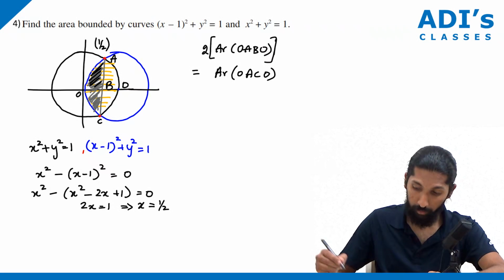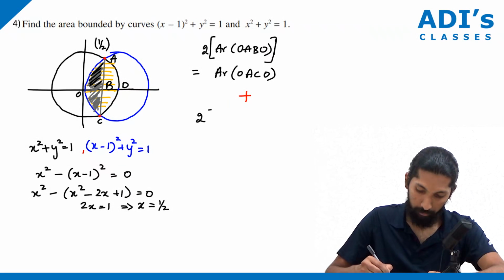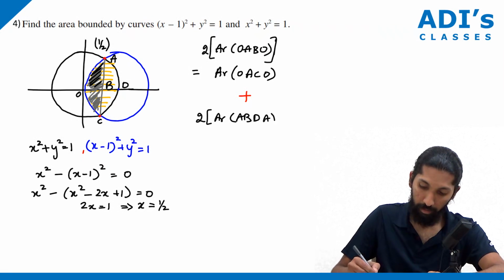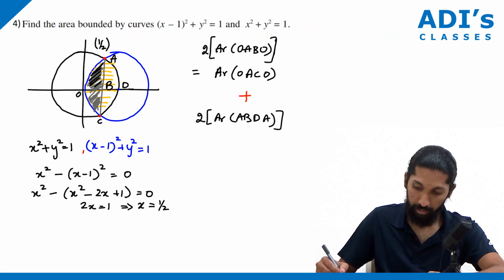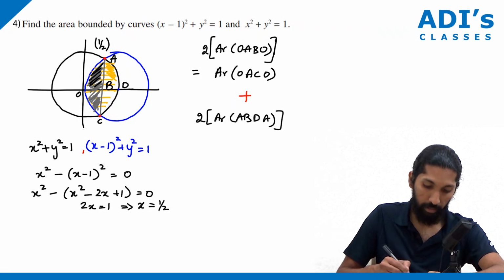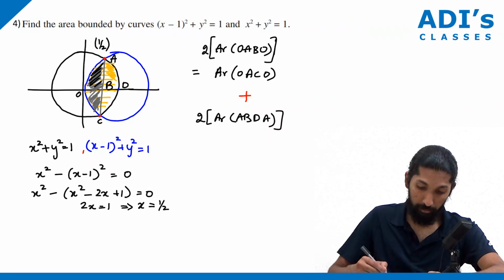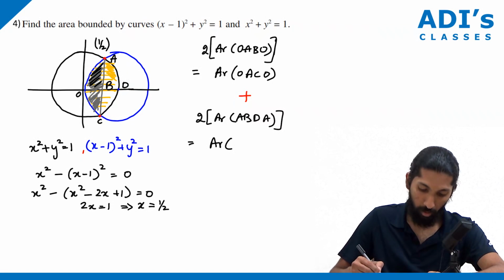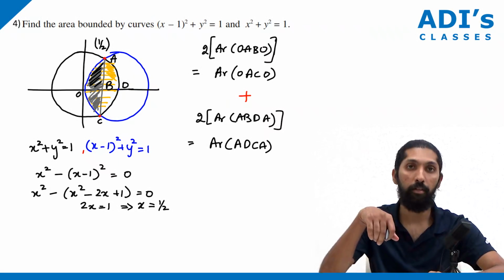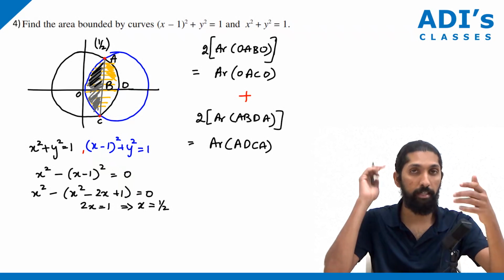Now, along with that, plus the next part we have to take, 2 times the area of ABDA. See, ABDA is basically this part, correct? So if you do 2 times that, that's going to give us the area of ADCA, which is the right side part of it. So we have the left side, and we have the right side.